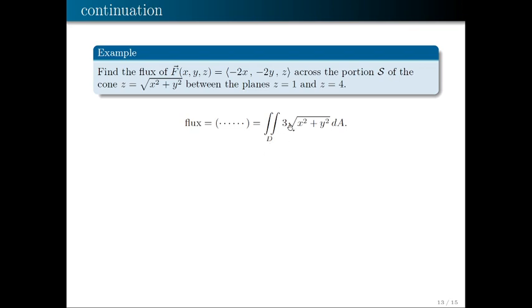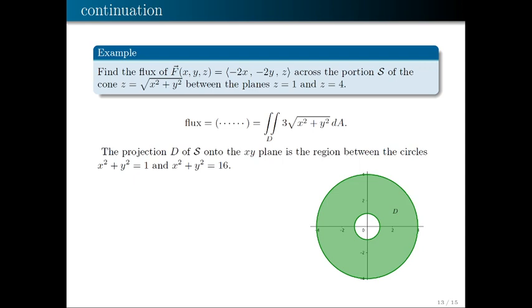So looking at D, once again, D is just the projection of S onto the xy plane. It's truncated by z equal to 1 and z equal to 4. That implies that D is just the region bounded by the circles x squared plus y squared equal to 1 and x squared plus y squared equal to 16. So that is the region between two circles having radius 1 and radius 4. So the integral now in polar coordinates would have the following form.